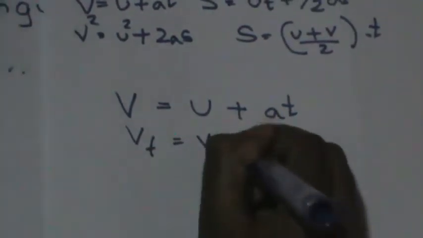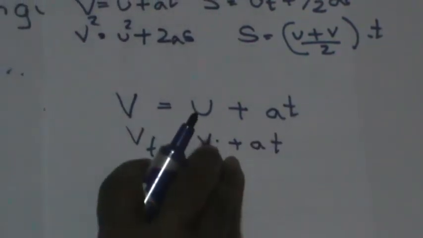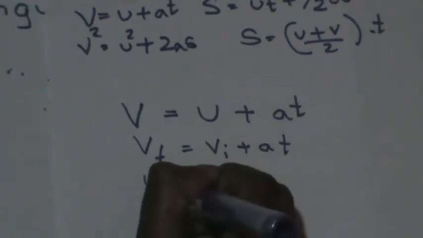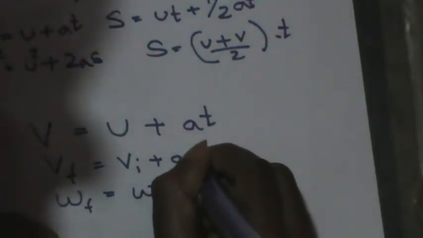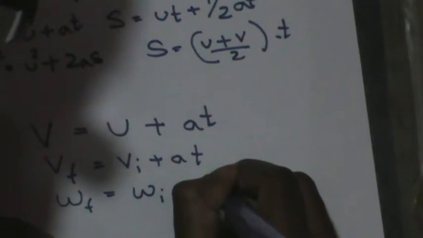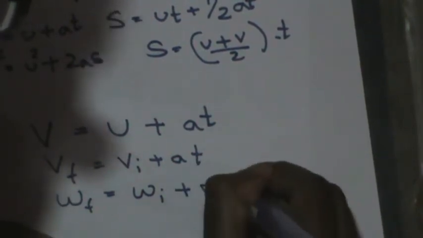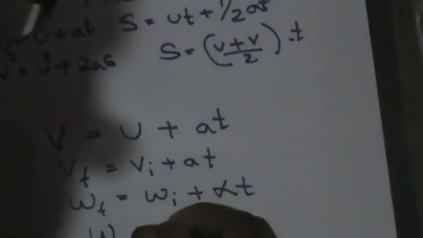Vf equals Vi plus A times T. The term analogous to Vf in translational motion is omega f, the term analogous to Vi is omega I, and the term analogous to A in rotational motion is alpha, times T. So for simplicity, I write it as omega equals omega naught plus alpha t.